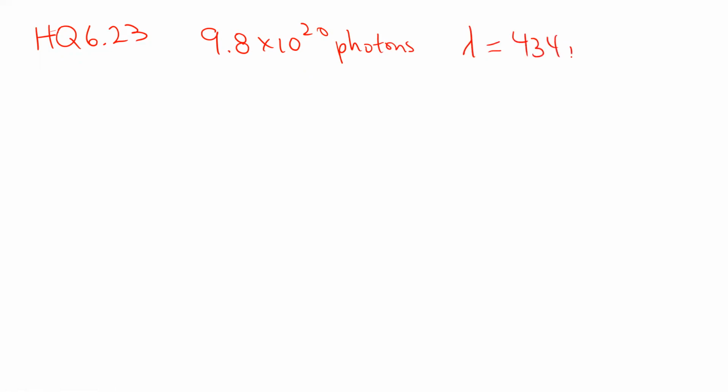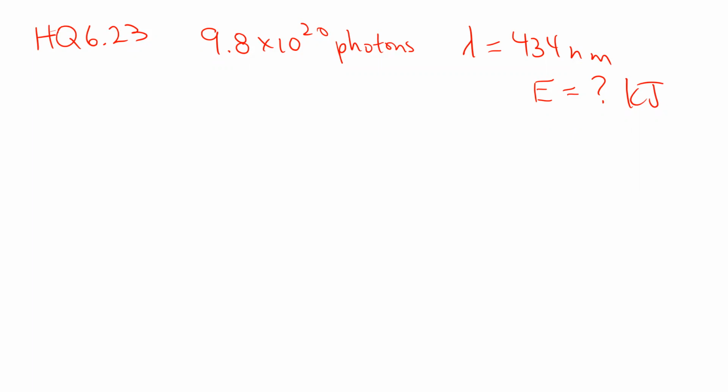Yeah, homework question 6.23. They tell us this lamp generates 9.8 times 10 to the 20 photons with a wavelength of 434 nanometers. Right, they're looking for how much energy is released in kilojoules.